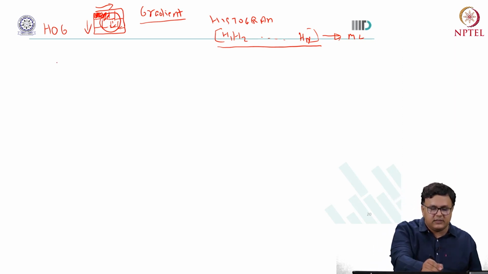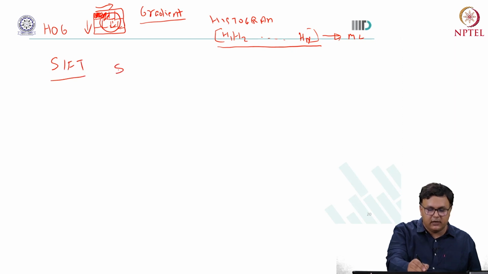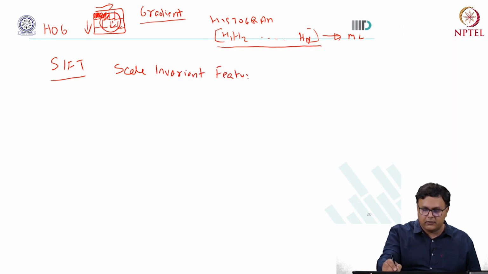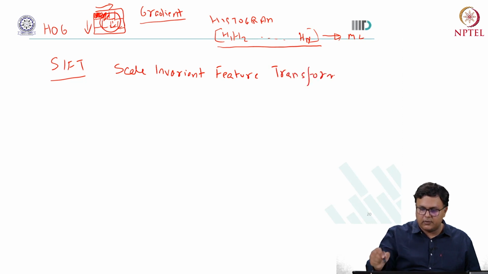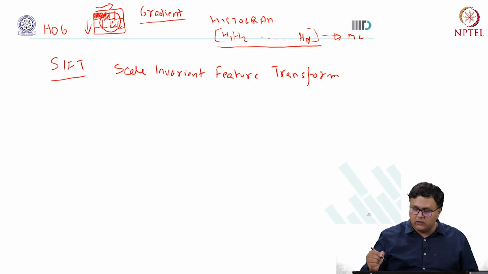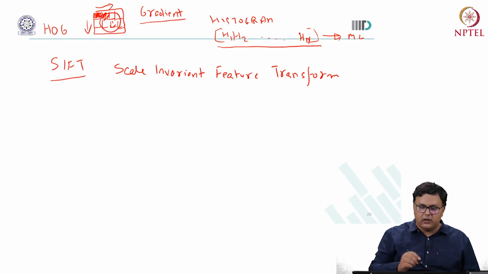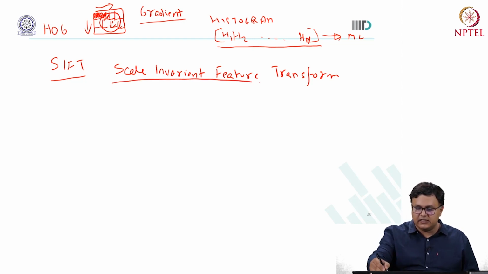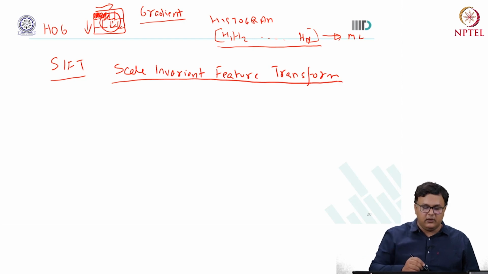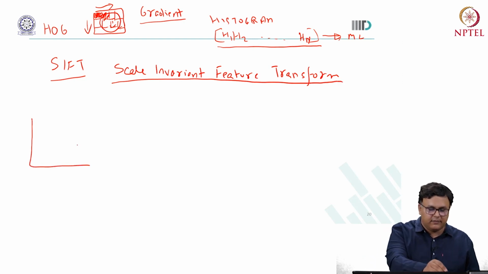The other one, friends, which is extremely popular, is your scale invariant feature transform. Now this was proposed by Professor Lowe in the early 2000s. Now scale invariant feature transform based facial expression recognition would mean here you have a face.